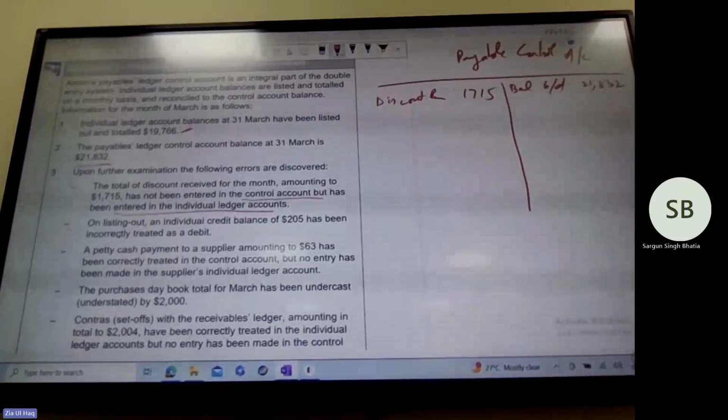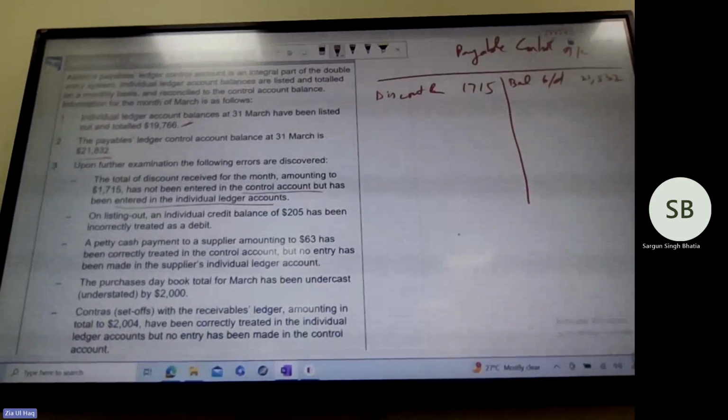On listing out, an individual credit balance of 205 has been incorrectly treated as a debit. This is relating to individual. We will discuss it later on. Or we can open here individual account as well.